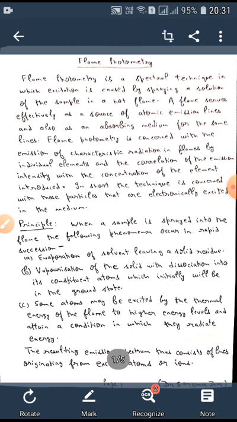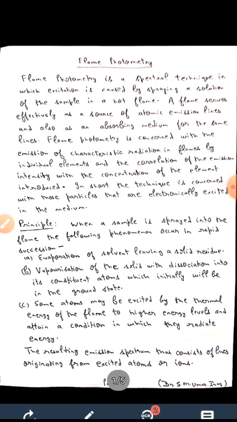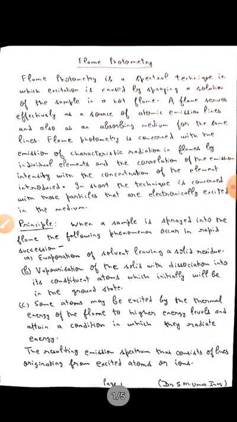Now, flame photometry is concerned with the emission of characteristic radiation. Every element has a characteristic radiation. This is emitted in flames by individual elements, and the emission intensity is correlated to the concentration of the element which is introduced in the flame. In short, the technique is concerned with those particles that are electronically excited in the medium. Now, let us see the principles on which this technique is based.